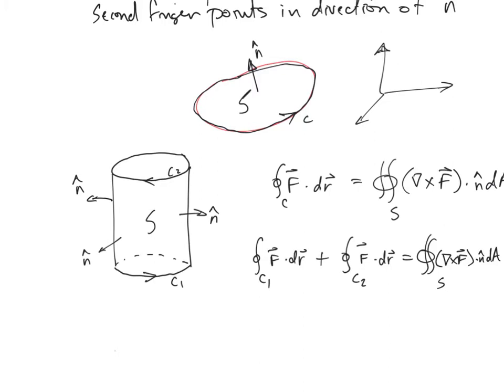Okay, and what if some nasty professor puts a question on the final exam and says, calculate or show me what Stokes' theorem is if I insist that C2 looks like that. N hat remains out, C1 remains in this direction, but C2 is also in that direction. How is this going to change?